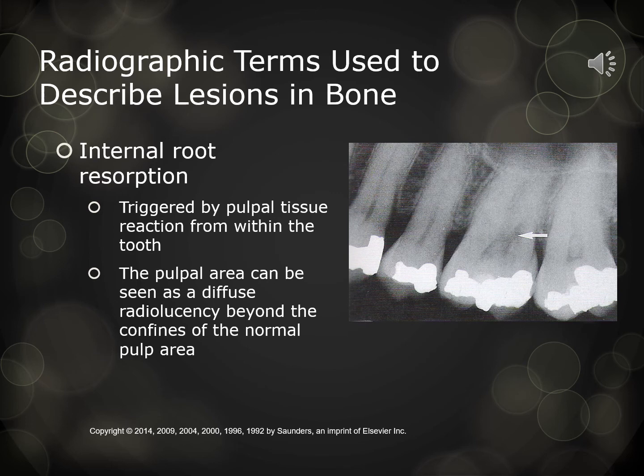Opposite of external root resorption is internal root resorption. This is triggered by pulpal tissue reaction from within the tooth. Internal, within. The pulpal area can be seen as a diffuse, spread out radiolucency beyond the confines of the normal pulp area.